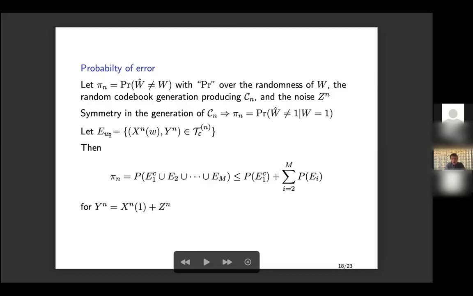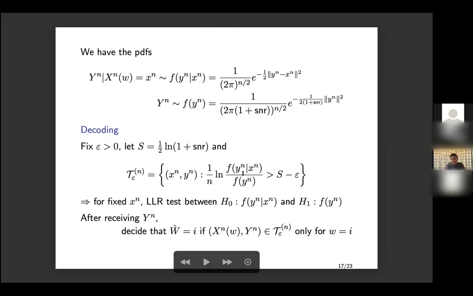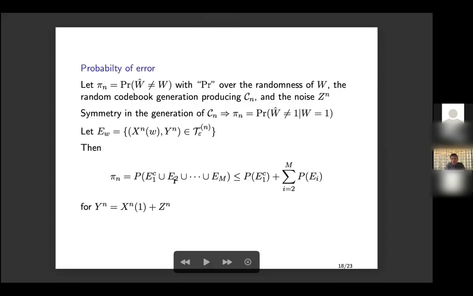So define this set. This is the set of all Y that are decoded into that code word by the decoder, for a fixed code word. Okay, then there will be an error in the transmission if we transmit the first code word, and the first code word is not detected by the decoder, or one of the other code words is declared to be the correct code word, one or more. Only then we will have an error.